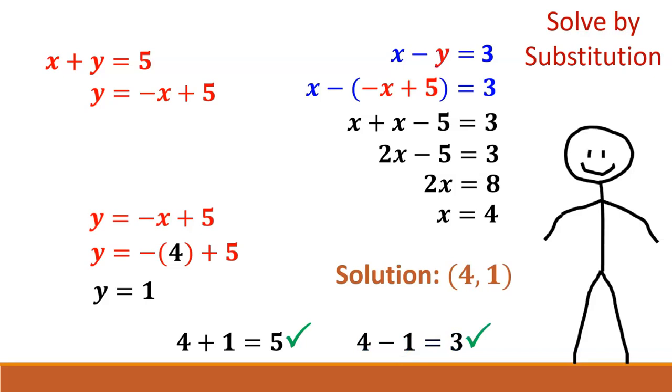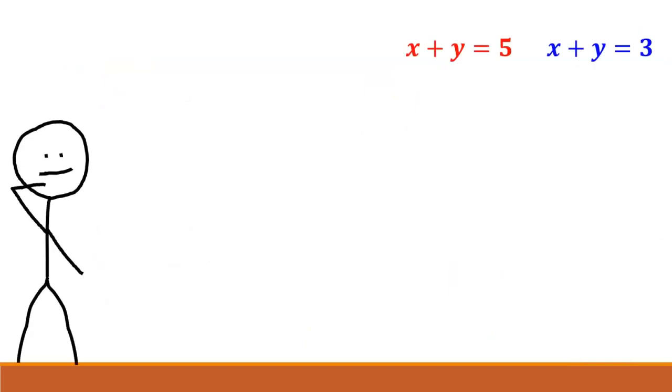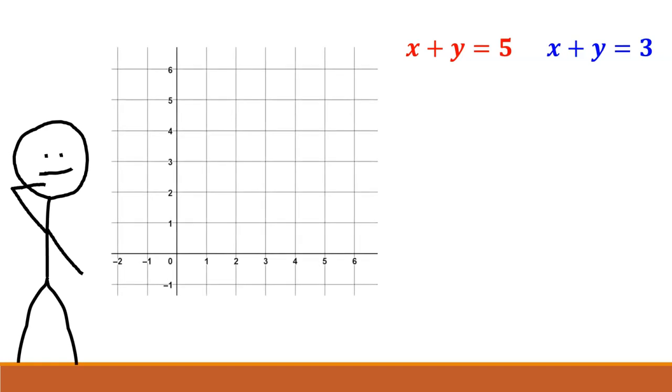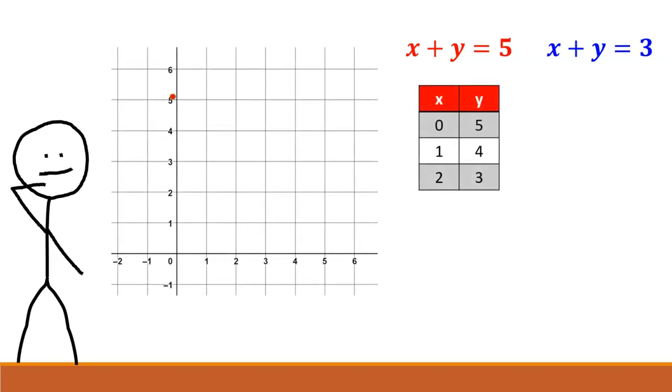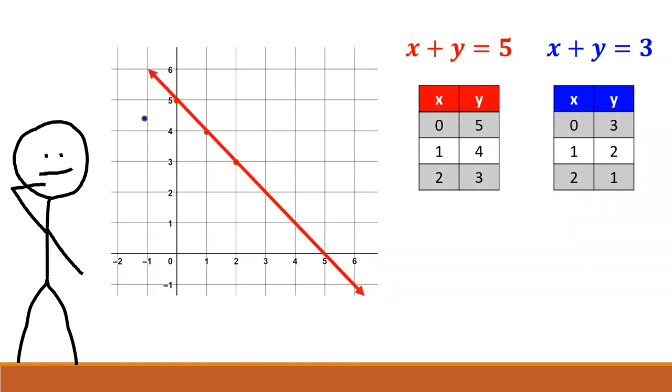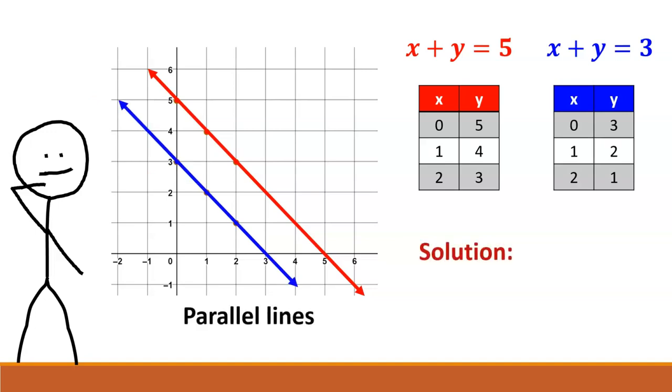Now that we've seen three methods for solving systems of linear equations, let's try another system. But fair warning, this one's going to be a little bit different. Let's start by solving it by graphing. So we'll graph the first line, x plus y equals 5. We'll graph the second line, x plus y equals 3. Those are parallel lines, so what's the solution?